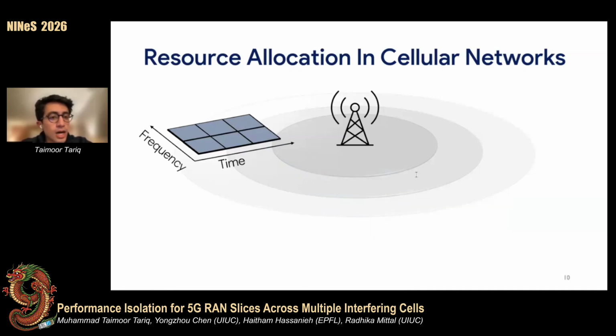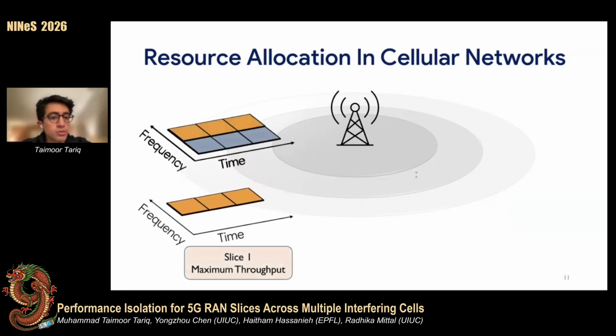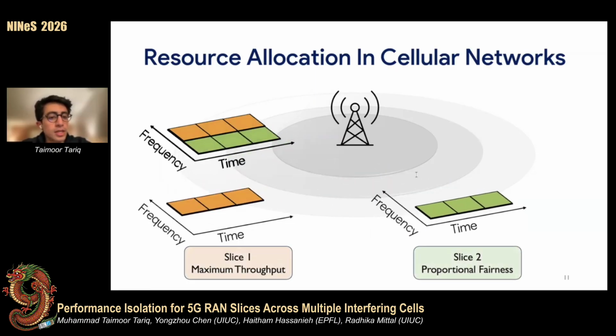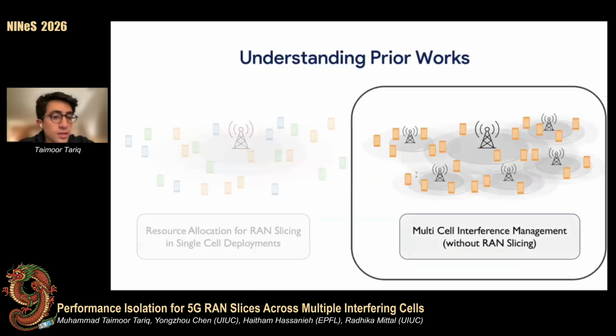In RAN slicing, how these resources are distributed is that, based on some pre-agreed SLA, the network operator, T-Mobile, will allocate a partition of its resources to slice 1 and another partition of its resources to slice 2. Each of these slices can then have the illusion that they're operating on isolated physical infrastructure, and they can both schedule their users based on their own independent objectives, such as maximum throughput or proportional fairness. So that was resource allocation for RAN slicing.